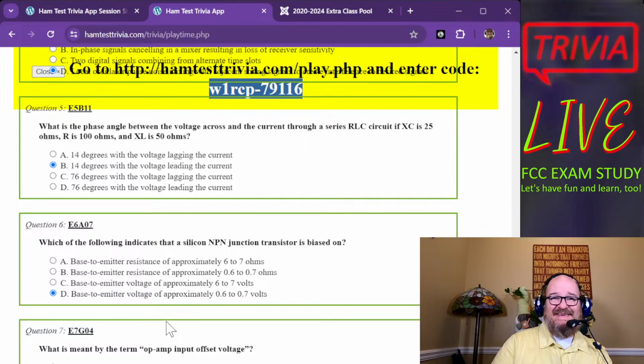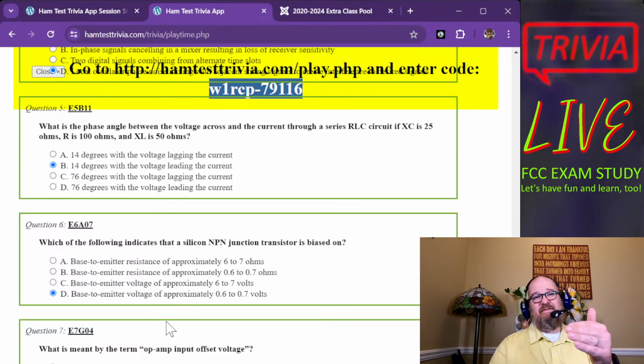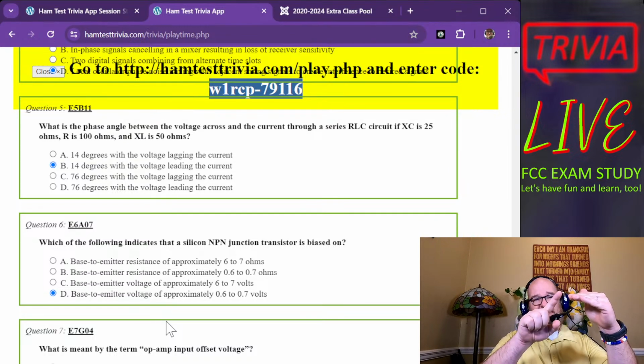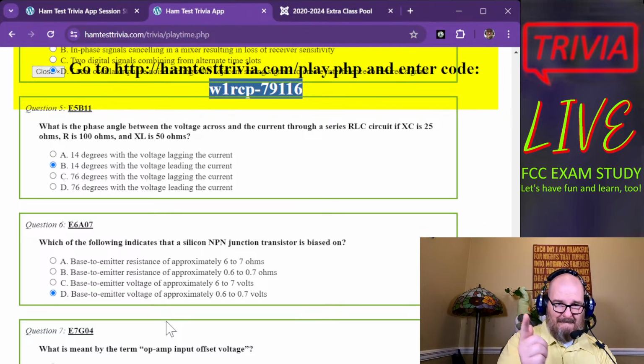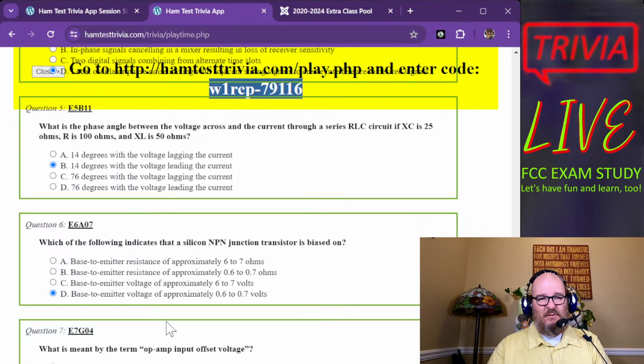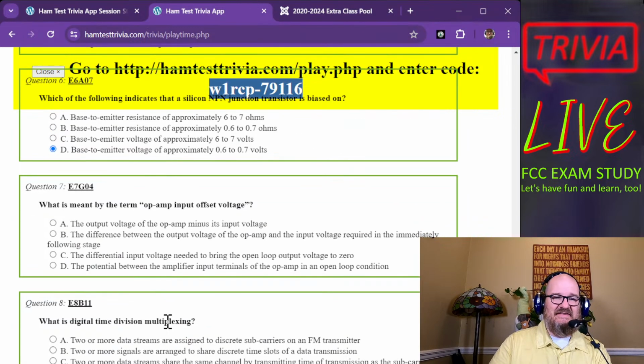Because it's NPN. That means that the base, that's how I remembered it, the base takes positive voltage. It's sort of like a diode between base and emitter. And you're going to see a 0.7 volt drop across that point. So I'm going with 0.6 to 0.7 volts. It's a silicon NPN junction transistor. Y'all, we're almost through this one.